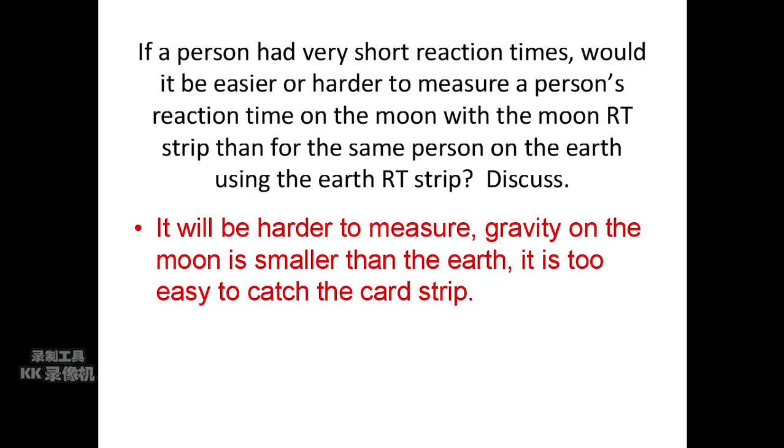If a person had very short reaction times, would it be easier or harder to measure a person's reaction time on the Moon with the Moon reaction time strip than for the same person on the Earth using the Earth reaction time strips? Discuss. It will be harder to measure because gravity on the Moon is smaller than on the Earth. It is too easy to catch the card strips.